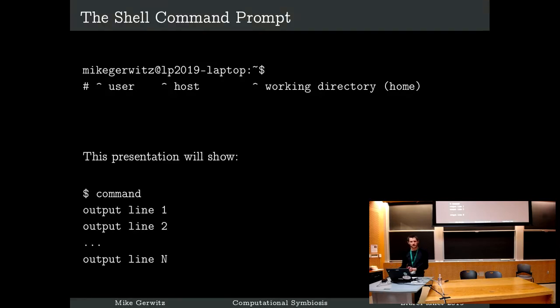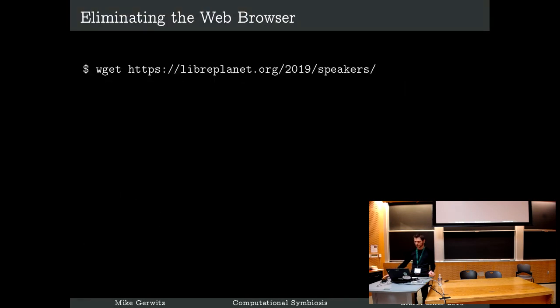As is conventional, I'm going to show the command that's being run prefixed with the dollar sign, and then all of the output will follow after. So, retrieving the HTML from a web page. Most GNU and Linux distributions come with GNU wget, and we can use it simply by typing wget, a space, and then the URL that we wish to retrieve.